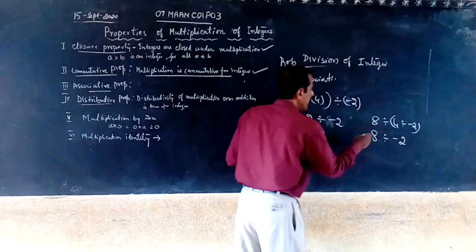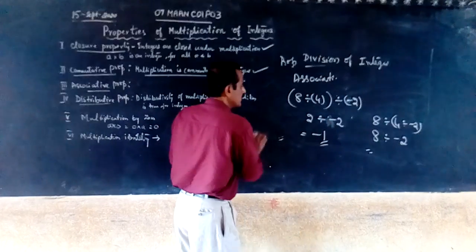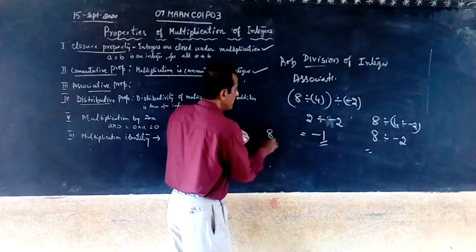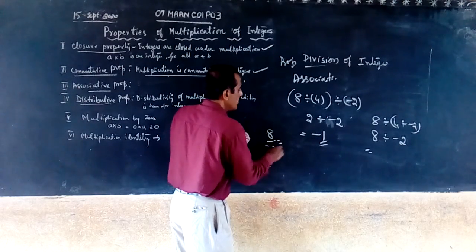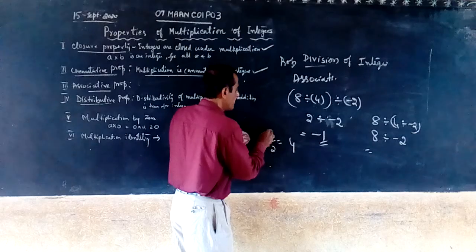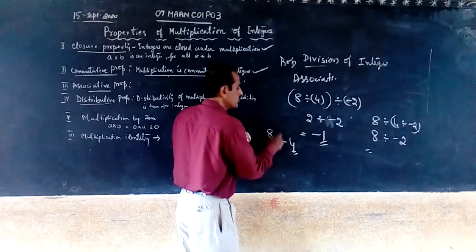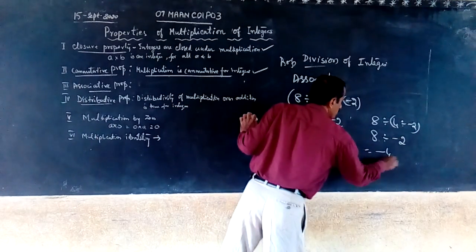Here we have minus 2. 8 divided by minus 2 is equal to what? See, 8 divided by 2 is equal to 4. Plus by minus is equal to minus. So the answer is minus 4. The answer is minus 4. Not equal.